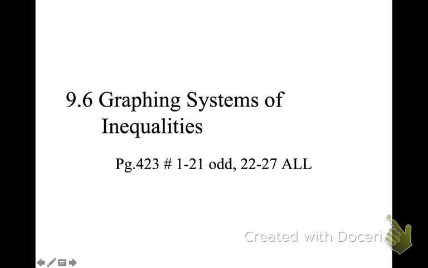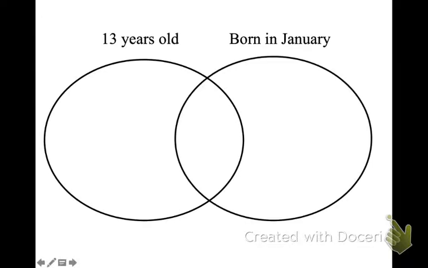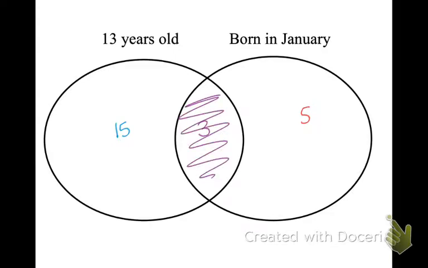All right, so when starting my class this morning, I did a show of hands and I said, how many 13-year-olds do we have in the audience? And I had about 15 people that raised their hands. And then I asked how many people were born in January. And we got about 5. And when I asked how many are both 13 and born in January, we had 3. And so that 3 is basically what we are looking for.